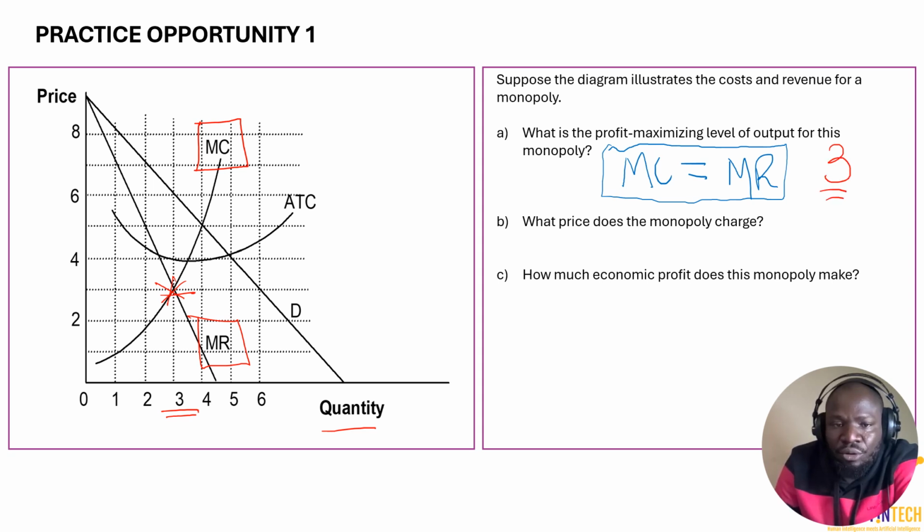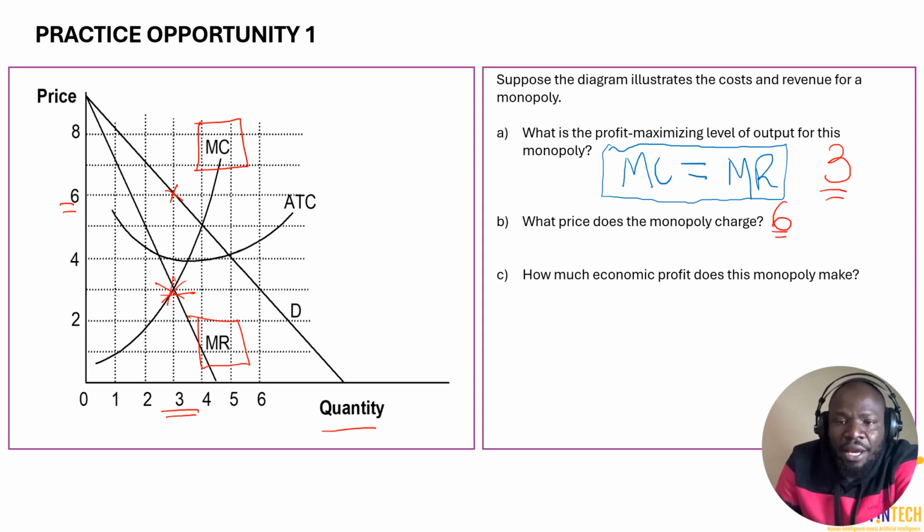What price does the monopoly charge? The monopoly is going to go all the way up until it meets the demand. Remember, monopoly has market power and hence they are likely to charge high prices. So you go up from a quantity of 3, you meet the demand curve here, which is a price of 6. So our answer for part B is equal to 6.